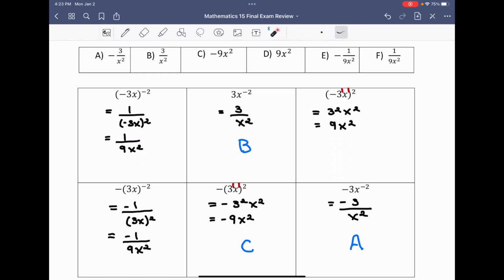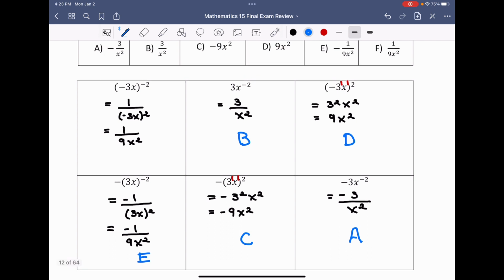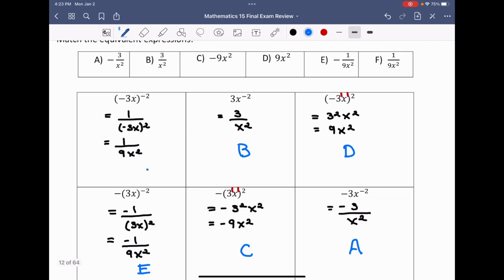And then we want to match up 9x squared with one of them. 9x squared appears in our third box. So I'm going to put D here. We have 1 over 9x squared, but negative, which means it's going to be our bottom left box, E. And then finally, that only leaves us with one option. F is the 1 over 9x squared.